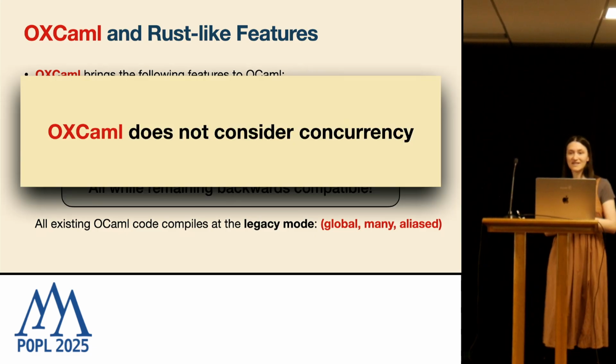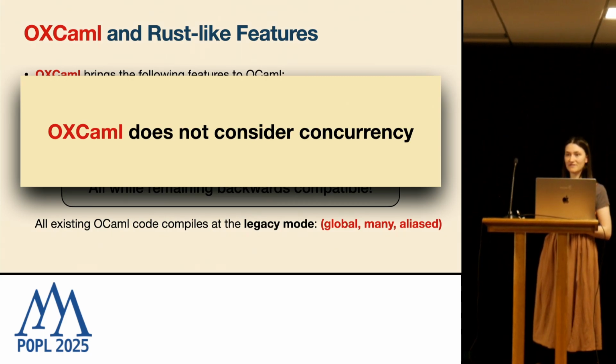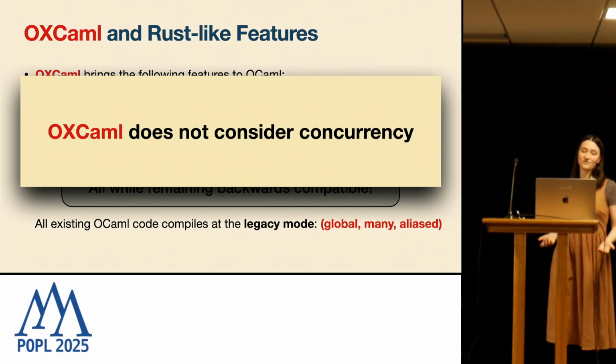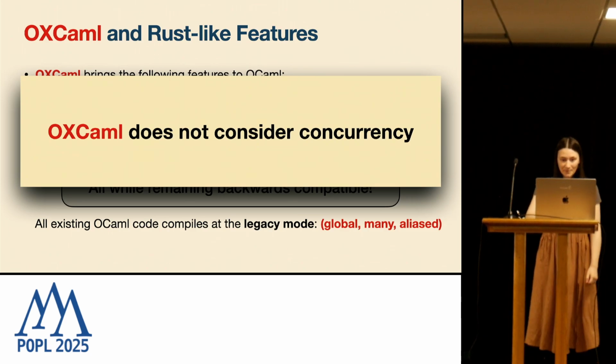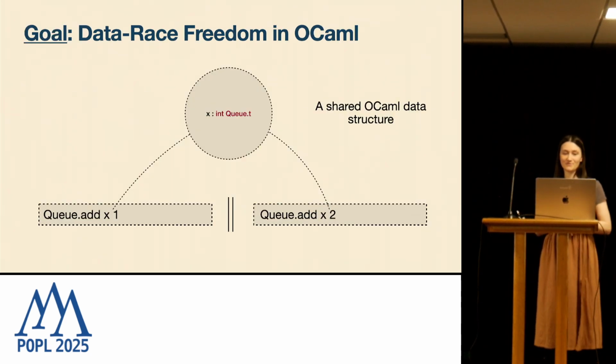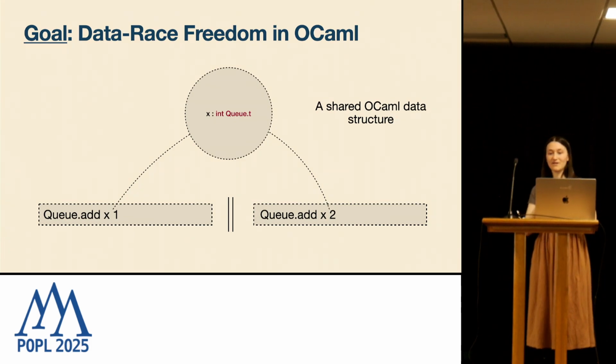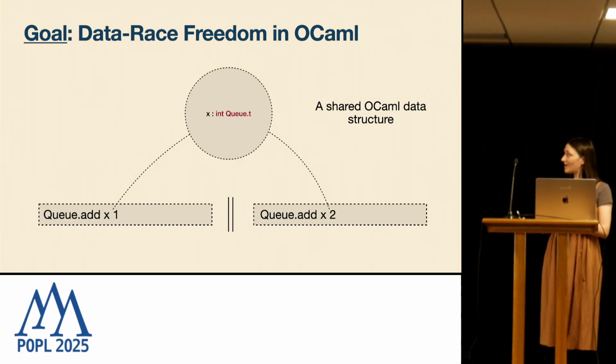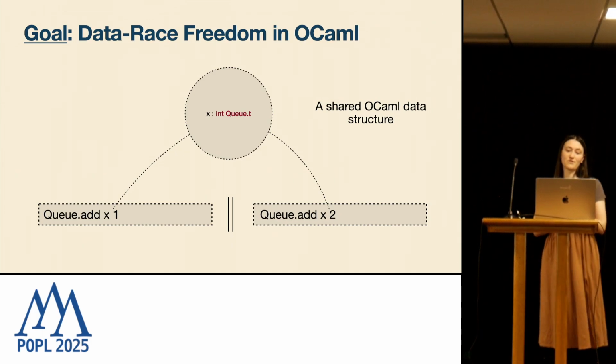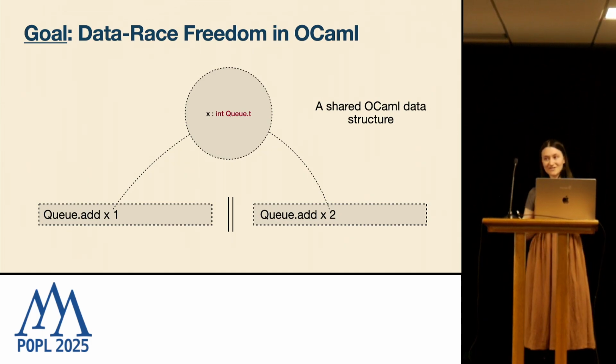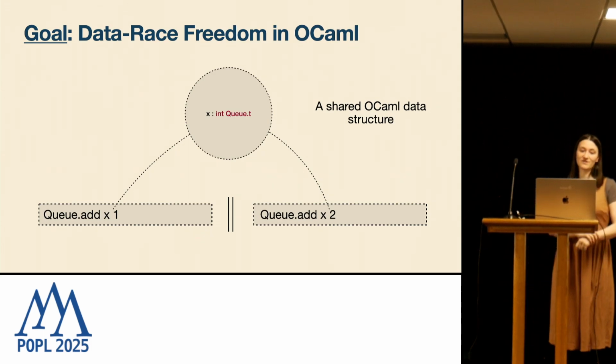However, OXCaml does not consider concurrency. So we still have one nice feature from Rust that doesn't exist. And that's what we're going to do in this work. Okay, so we're going to expand the design of OXCaml to guarantee data race freedom in multi-core OCaml. And just like with OXCaml, we're going to remain backwards compatible.